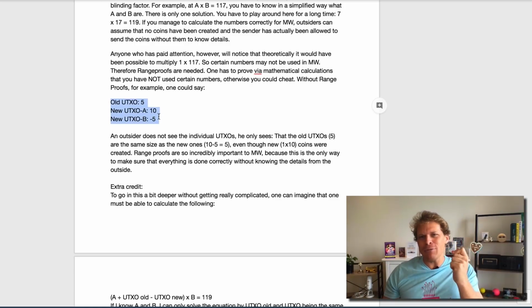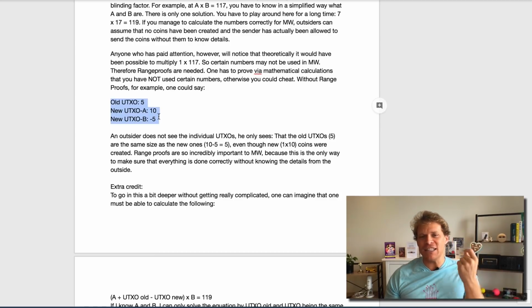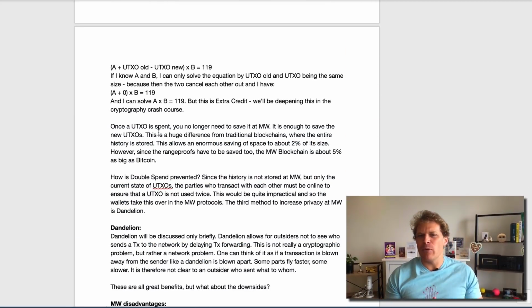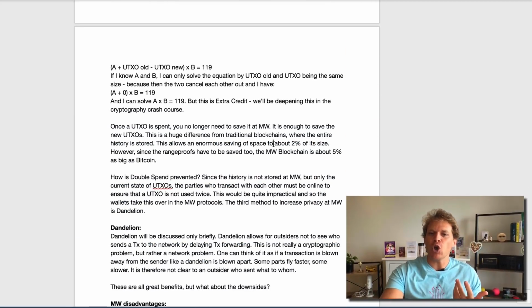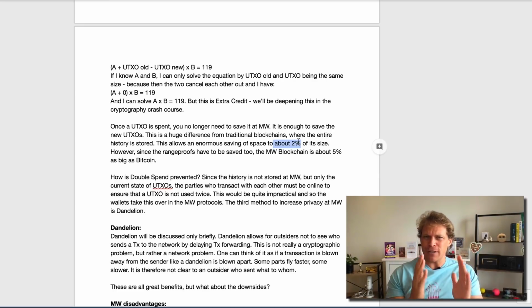So what you need to be able to do is you need to produce so-called range proofs that you are staying within a certain range of numbers. And this is very important, and these range proofs need to be stored. And this is also the reason why the blockchain, in this case Mimblewimble, is not the 2% that you would only need if you only stored the UTXOs, but it's a bit larger because you need to store the range proofs. And this is actually the major difference.